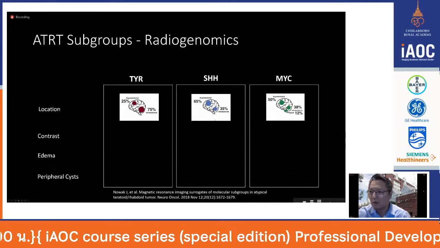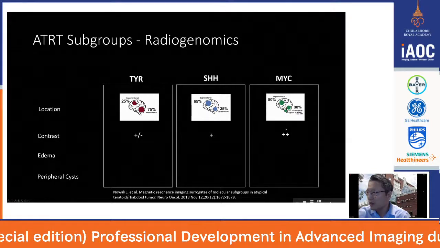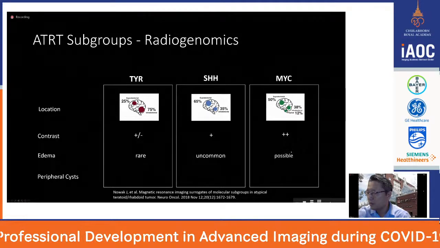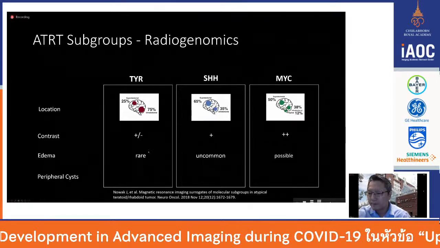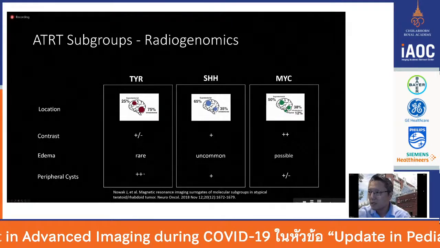Contrast enhancement is plus minus for TYR, so there could be some non-enhancement here for ATRT, and then more strongly enhancing for the MYC subgroups. Peritumoral edema is also more likely for MYC and pretty uncommon for TYR. And finally, the hallmark finding, the peripheral cysts, are more likely for TYR, but not as likely for MYC.